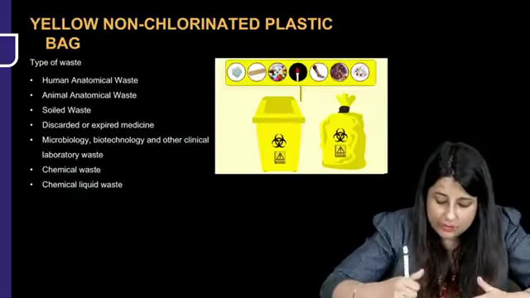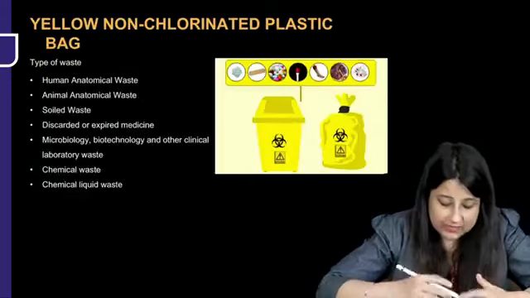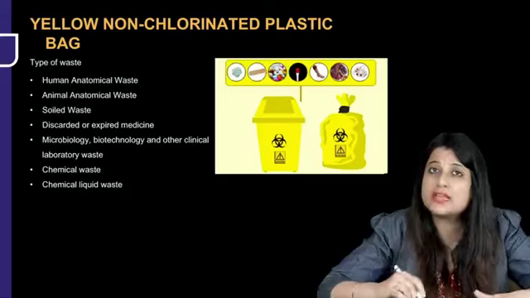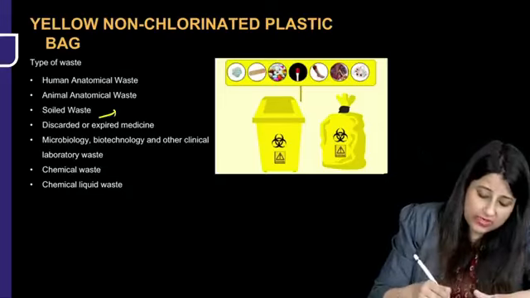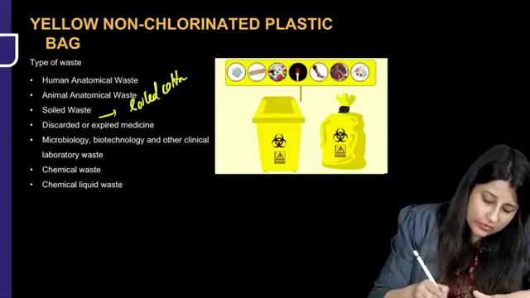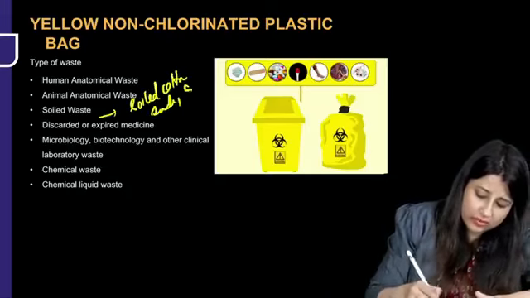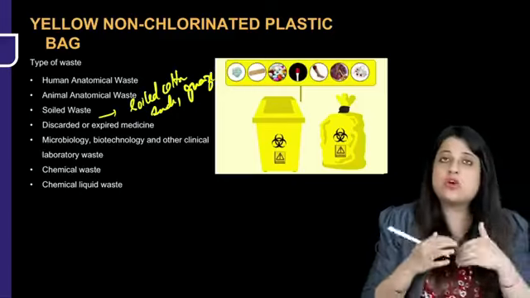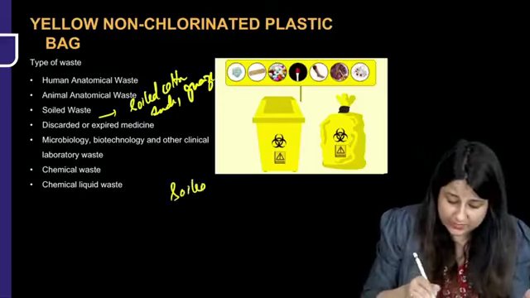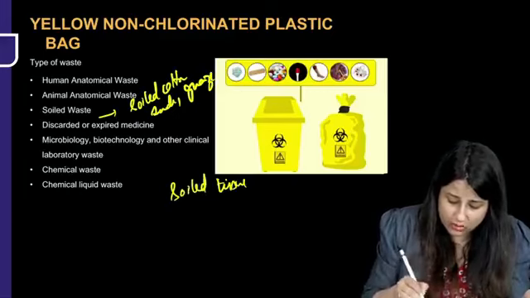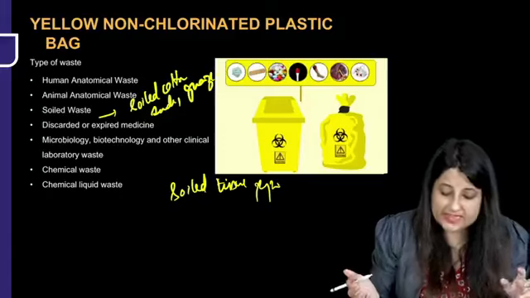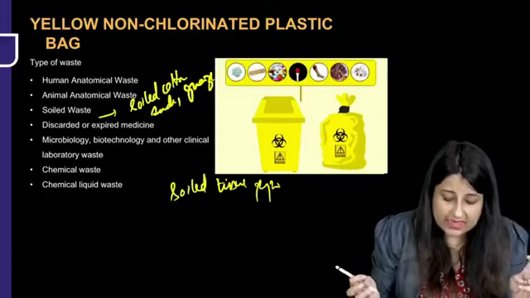Now see, yellow, non-chlorinated plastic bags: all human anatomical waste, animal anatomical waste, soiled waste. When I talk about soiled waste, it's like soiled cotton swabs, or you can say gauze pieces, or bandages, all those things, or soiled tissue paper. All of this is going into the yellow color bag. Discarded or expired medicines, they go into the yellow color bag.